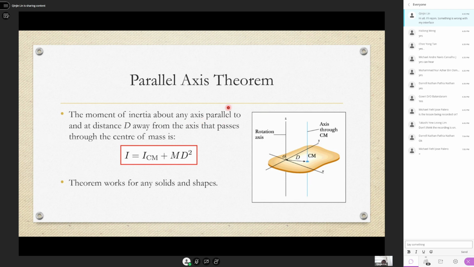The moment of inertia about any axis parallel to, and at a distance d away from, the axis that passes through the center of mass is given by this. The new moment of inertia equals I_CM, the moment of inertia when the axis passes through the center, which is the original one, plus md squared. We want to know the new moment of inertia if we rotate about another axis that is parallel to the original line, but at a distance d away. This is what you do: take the original one plus md squared.